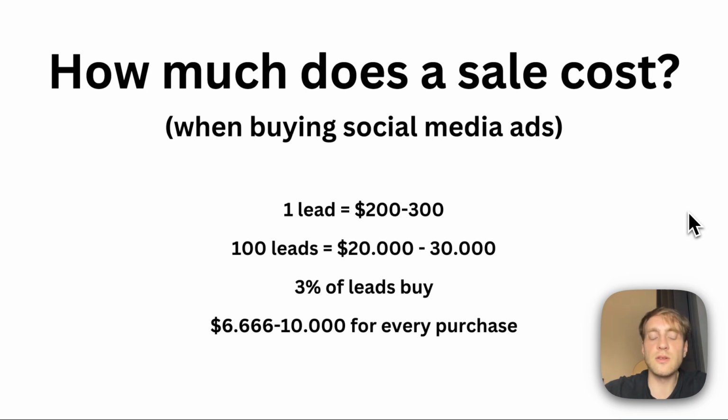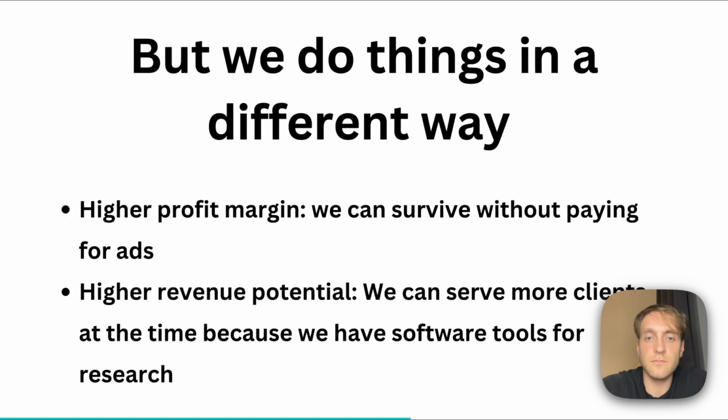So how much do our competitors pay for a lead or a sale on that? The broker that I joined in the beginning told us that they were paying $200 to $300 for every lead. That means that 100 leads was costing them $20,000 to $30,000. 3 people of those 100 leads would buy. So on paper, they were paying around $6,600 to $10,000 for every sale.